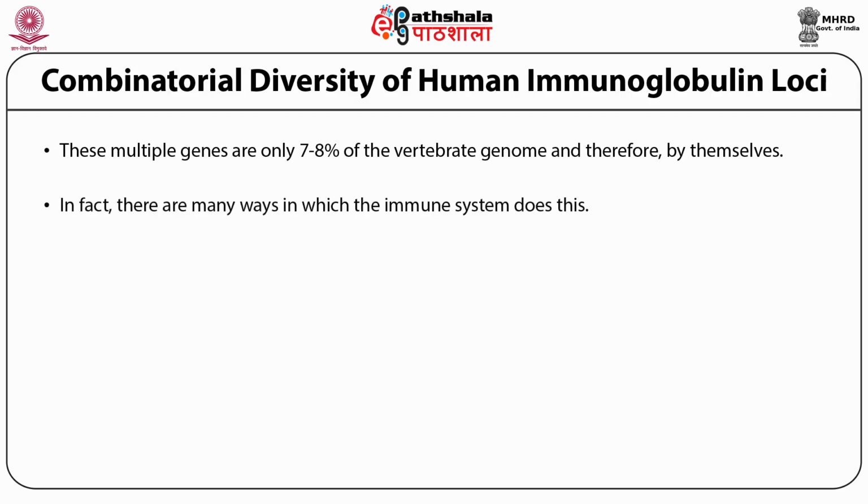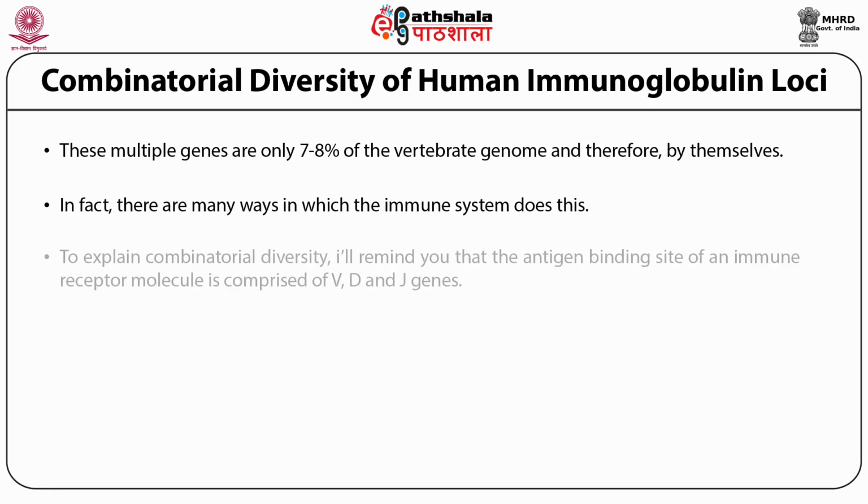In fact, there are many ways in which the immune system does this, and one of the most important of these ways is combinatorial diversity. To explain combinatorial diversity, I'll remind you that the antigen binding site of an immune receptor molecule is composed of V, D, and J genes.